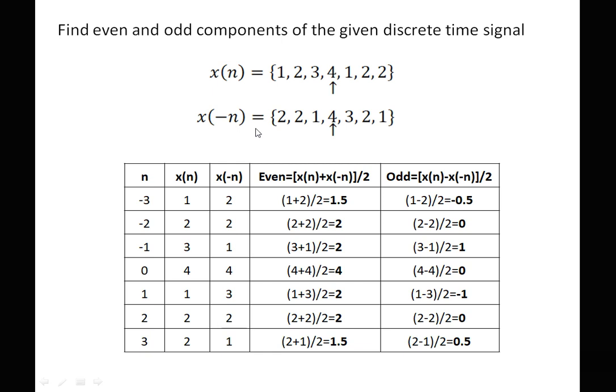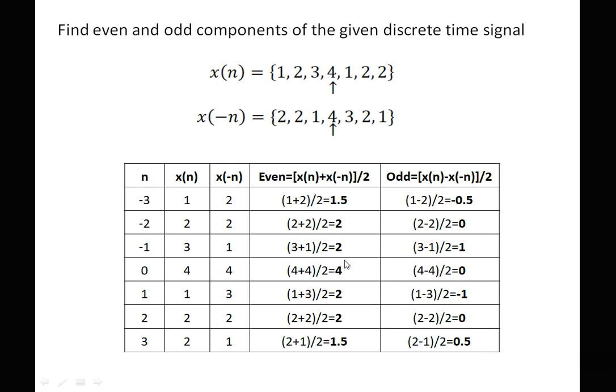First we calculate x of minus n. The 4 stays as it is, the positive portion is shifted to the negative side and the negative portion is shifted to the positive side. In this way we are getting n from -3 to +3. This is x of n, and this is x of minus n. We can pick up x of n and x of minus n directly from here, and we can easily calculate the even and odd values.